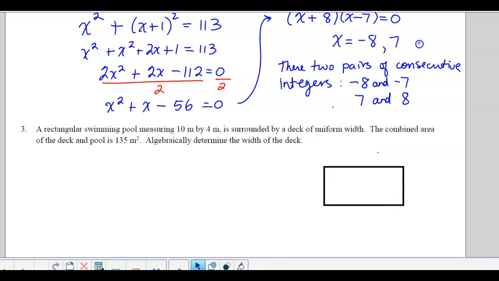Okay, so this is your swimming pool. These are the waves of water. Okay, and it measures 10 meters by 4 meters.